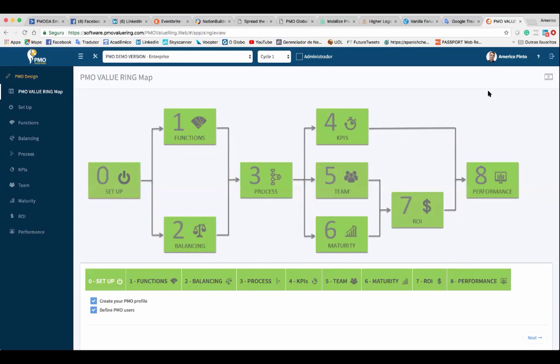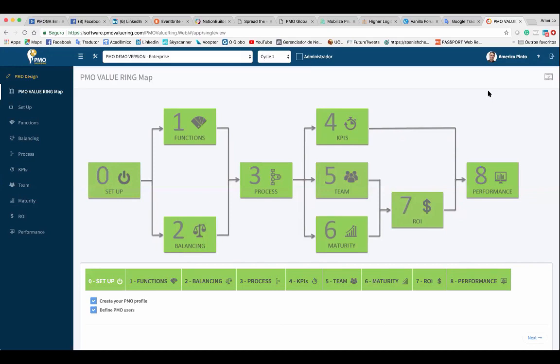Step number 3, now I know what to do and I have to define how to do it. So we understood that we have functions and each function has a process. So we draw the process with responsibilities, with the flow chart, inputs, outputs, and also performance indicators.